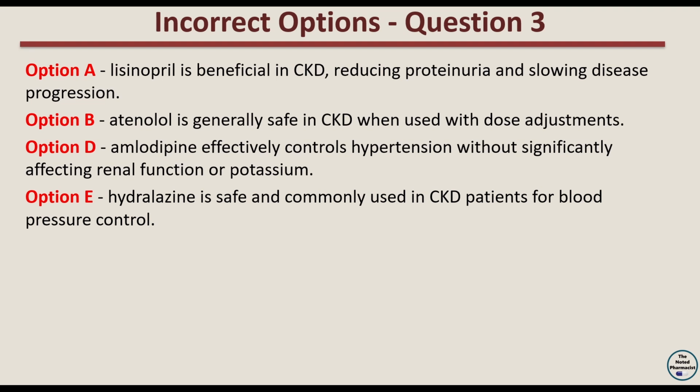Option D is incorrect because amlodipine effectively controls hypertension without significantly affecting renal function or potassium. Option E is incorrect because hydralazine is safe and commonly used in CKD patients for blood pressure control.